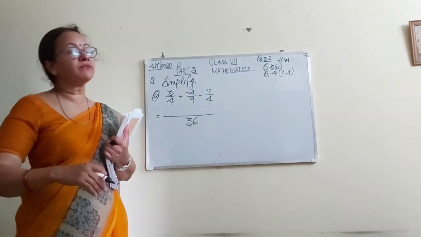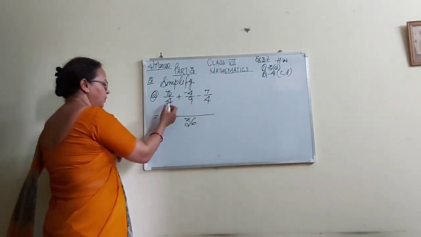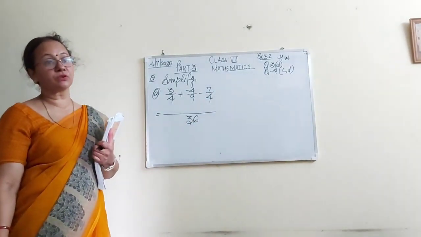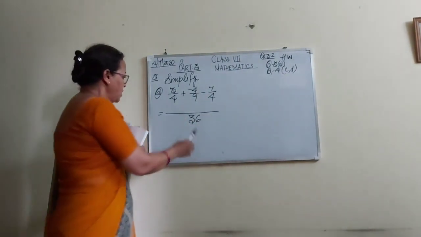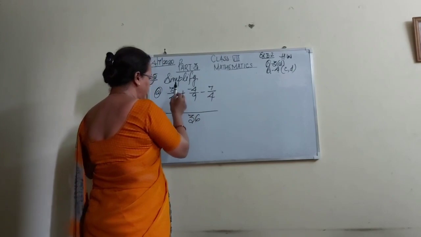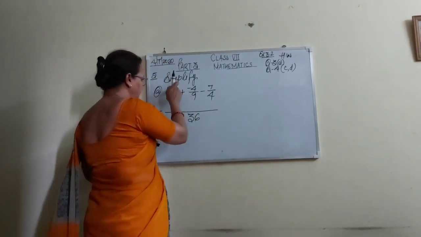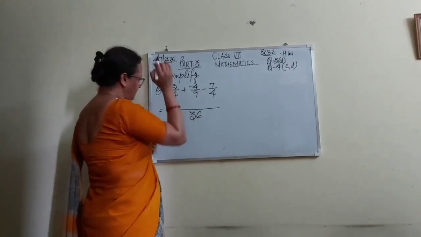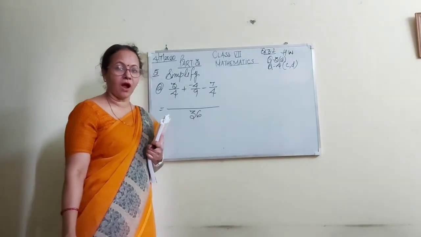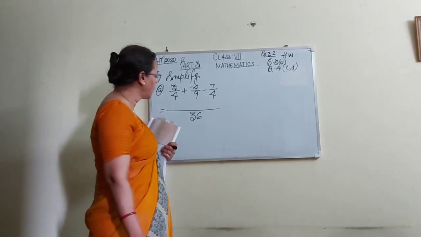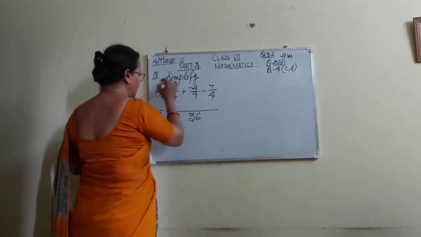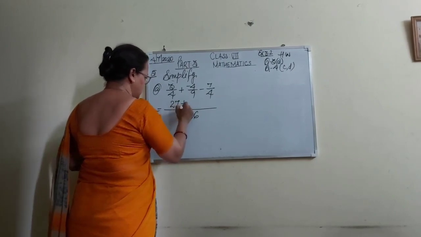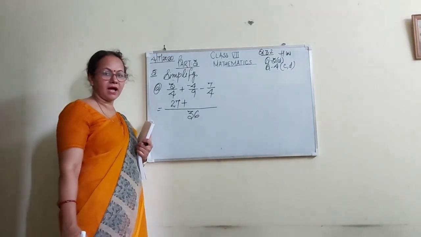And there is a way to understand. The LCM of 4 will be 4, and 4 and 9 never lie in the same table, so their product will be its LCM. 4 nines are 36. 36 divided by 4 is 9. 9 multiplied by 3 is 27. Again, 36 will be divided by 4. How many times does 4 lie in 36? 9 times. 9 will be multiplied with 3. 9 threes are 27. Plus 36 divided by 9, 4.